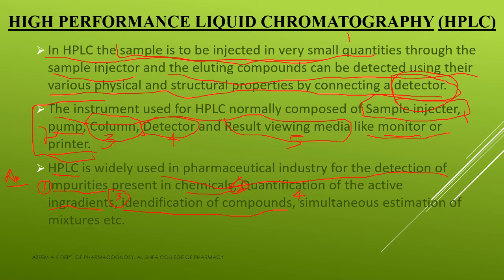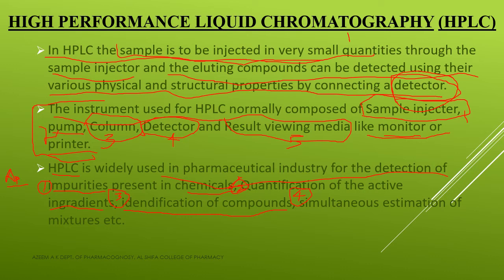Mixtures means it should be having more than one compound. That kind of substance is called a mixture. So HPLC is used to analyze one or two of the components in it together. Okay, so it is used in the simultaneous estimation of mixtures. So these are the different applications of HPLC.